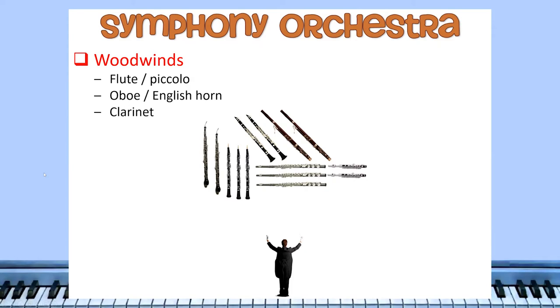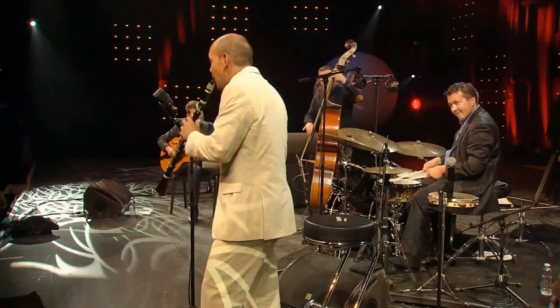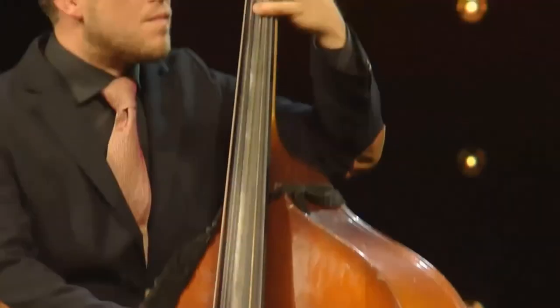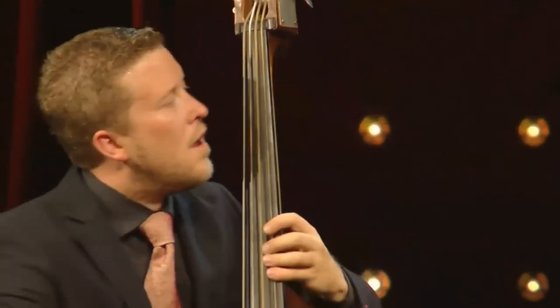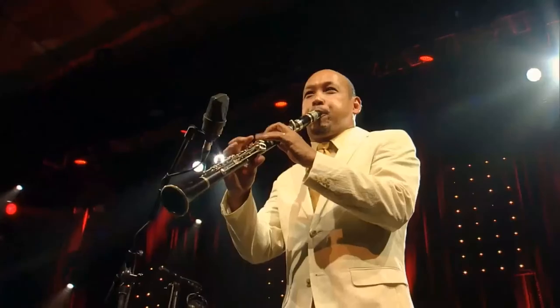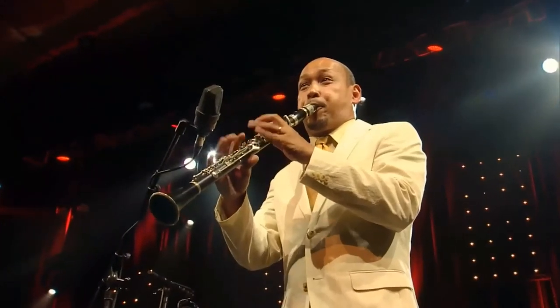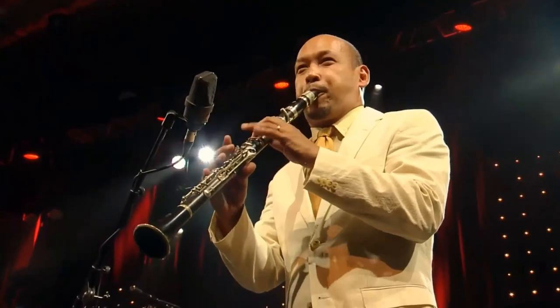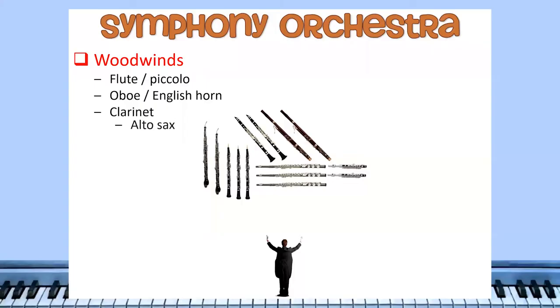So this is Evan Christopher. Check this out. Just makes you smile and want to bop along. Next, we have an instrument called the alto sax that is famous both in the classical world and the jazz world. Let's hear a little bit of classical sound first from my friend Heidi.